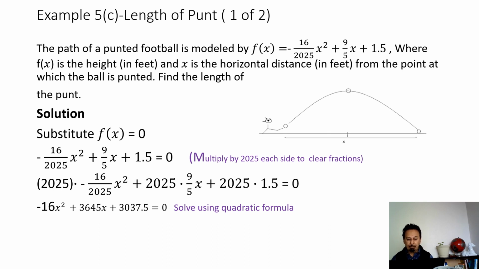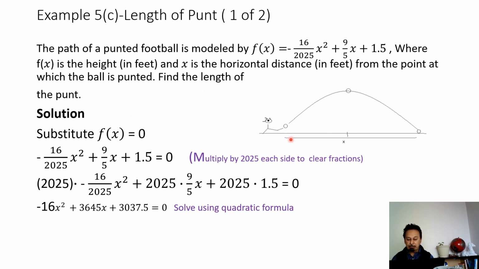Example 5c. The path of a punted ball is modeled by f of x equal to negative 16 over 225 x squared plus 9 over 5 x plus 1.5, where f of x is the height in feet and x is the horizontal distance in feet from the point where the ball is punted. Find the length of the punt.